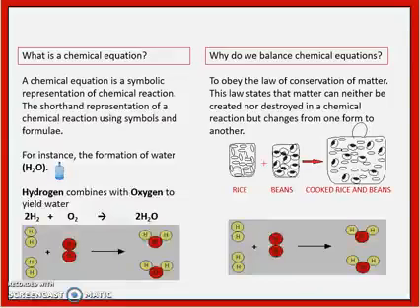First of all, what is a chemical equation? A chemical equation is a symbolic representation of a chemical reaction. A shorthand representation of a chemical reaction using symbols and formulas.